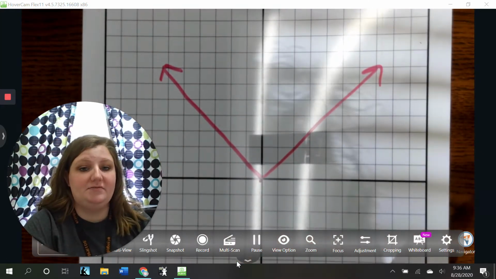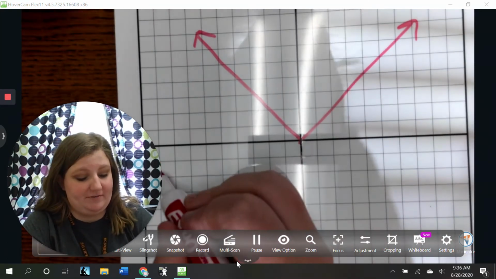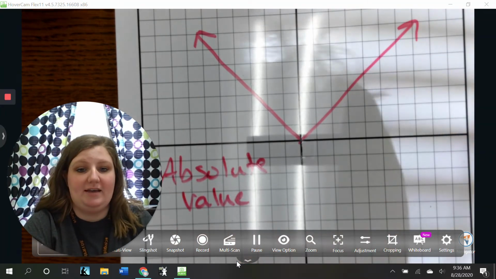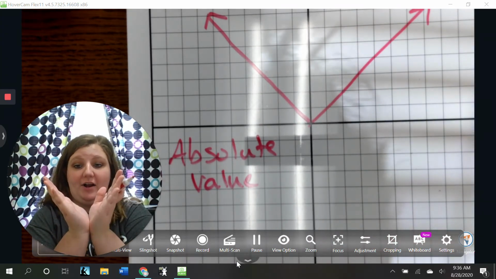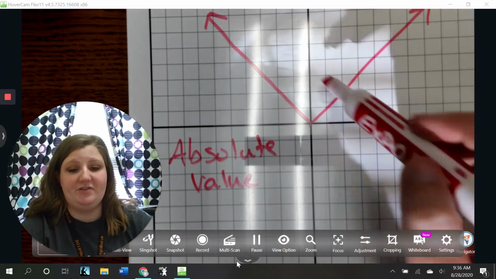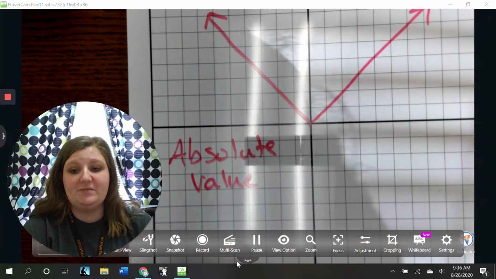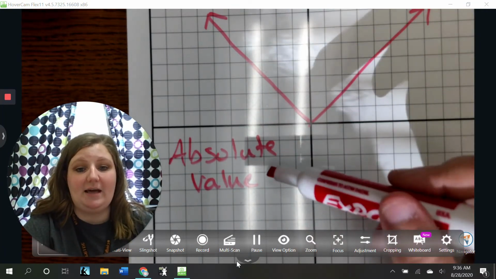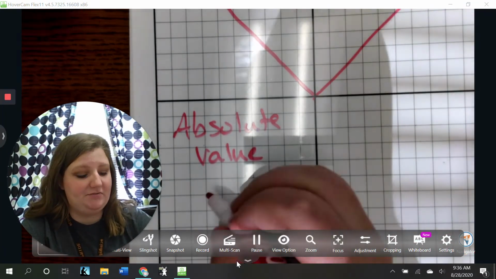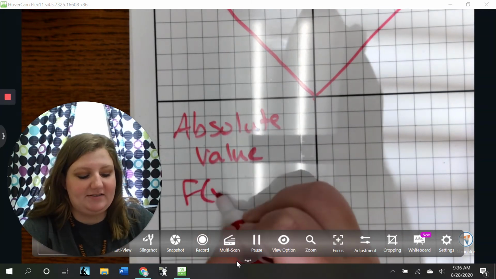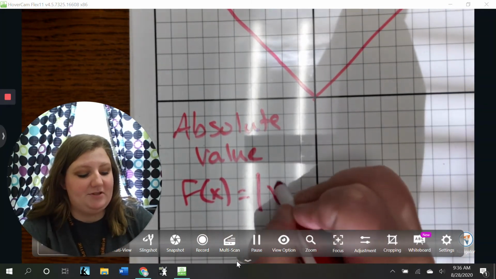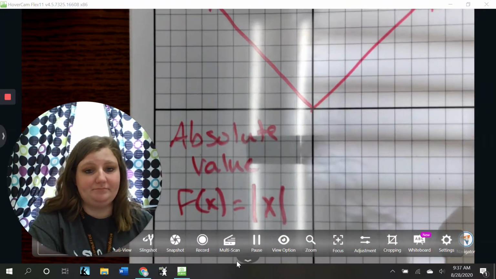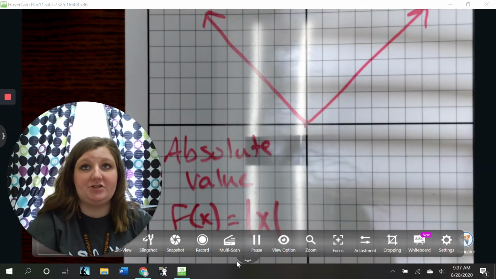Okay? This function is the absolute value function. Okay, so you need to know this graph, the V-shaped graph, is always absolute value. It doesn't matter if it's facing like this, which is the parent function, or if it's been transformed by shifting right or up or down or flipped over. If it's a V, it's the absolute value function. And the absolute value function's equation is f of x equals, or y equals, the absolute value of x. And for the absolute value, we use these 2 vertical bars on either side. Okay, so this is the absolute value function.